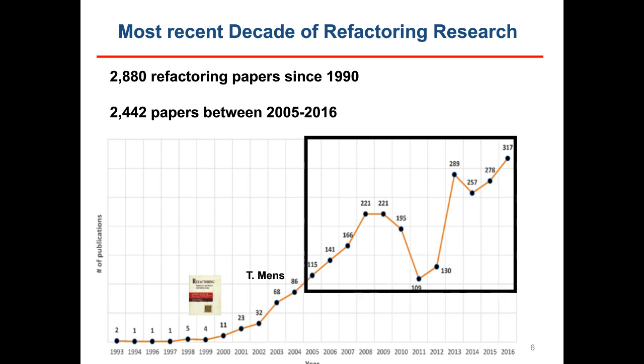Second, if you look at the number of papers, you'll see that more than 80% of all refactoring papers were actually published in the last decade. And this decade is very interesting because you see a rapid rise up to 2008, 2009, then some decline in the middle, and then an even more rapid growth, and the field has been growing.